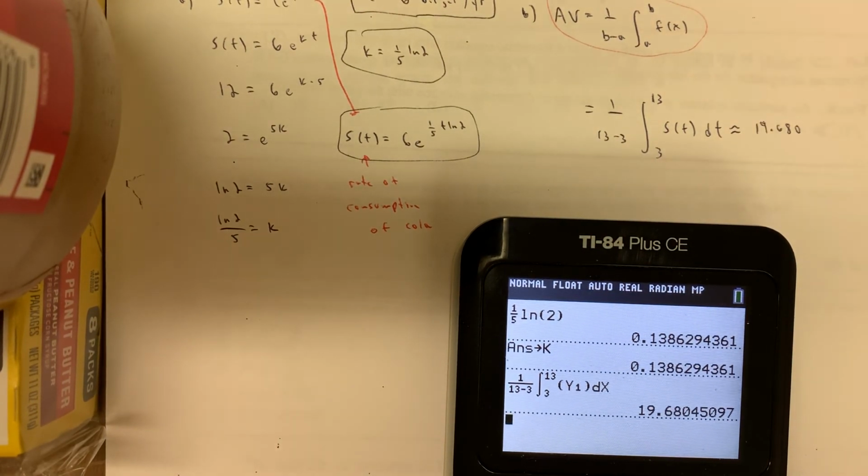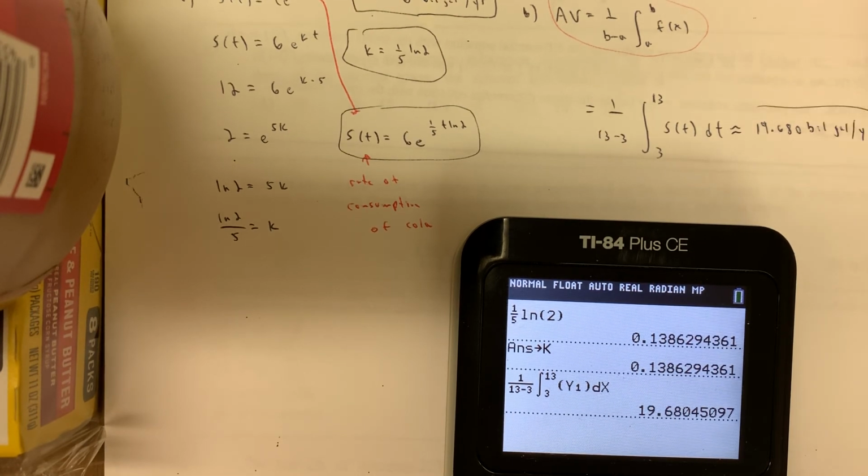Now I have to worry about units. Indicate units of measure. Remember, you're taking the average value of this function. This function represents the rate of cola consumption in billions of gallons per year. So the answer we get back is also going to represent billions of gallons per year. So billion gal per year. That's our answer right there.